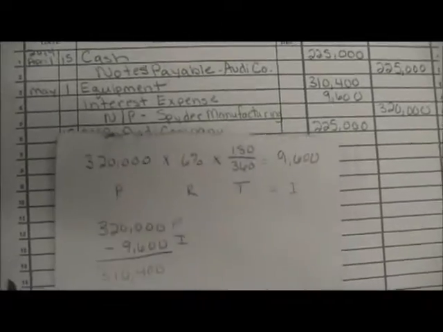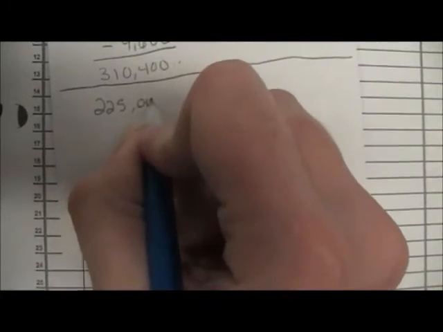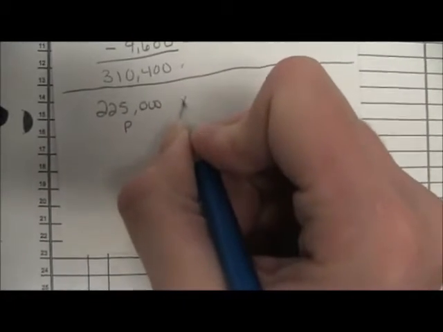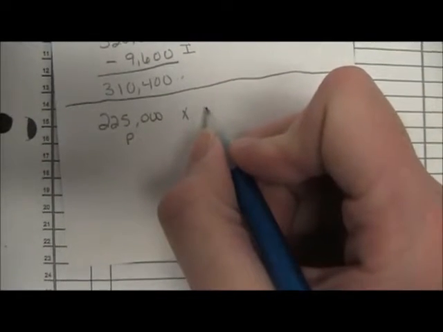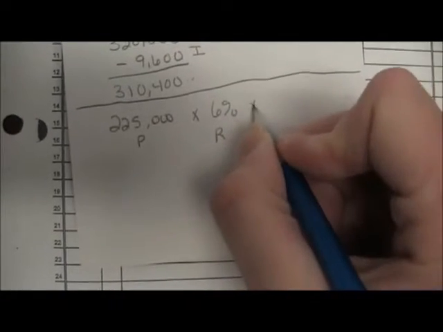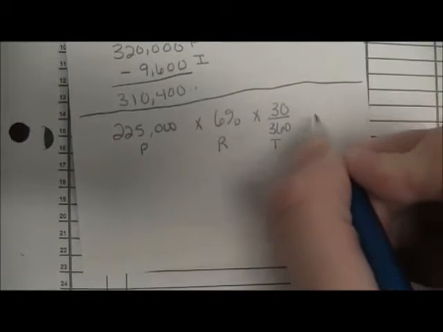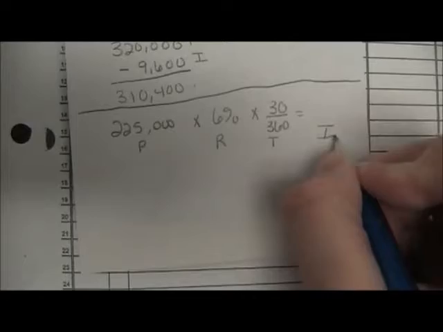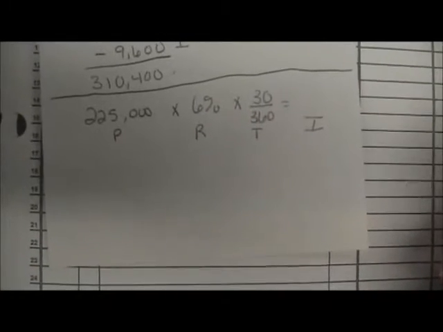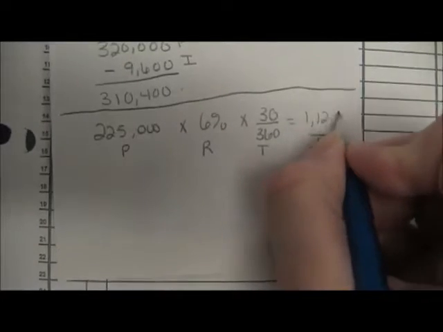The next thing we're going to do is calculate our interest. So we're going to grab our scrap paper here. Let me just draw a line. Here we're talking about $225,000, which is our principal, times our rate, which was 6%, times our time, which was a 30-day note. And that gives us our interest. Once you grab your calculator and figure that out, the interest comes out to be $1,125.